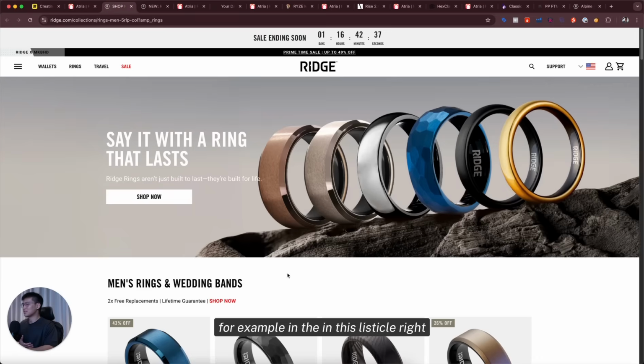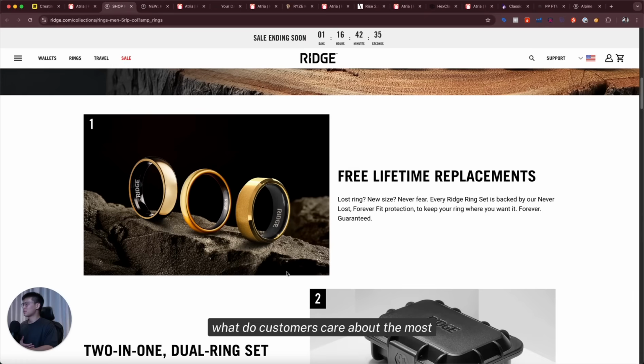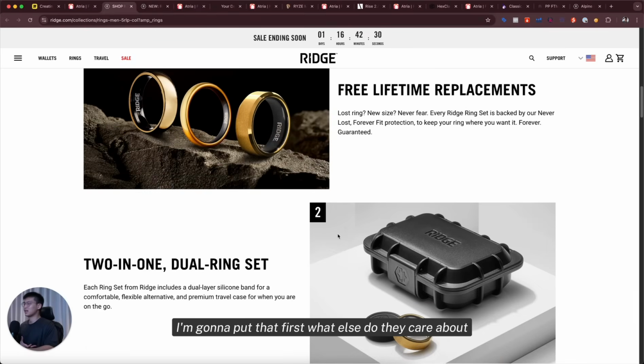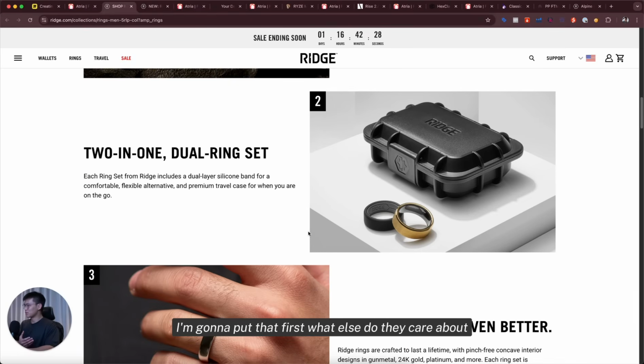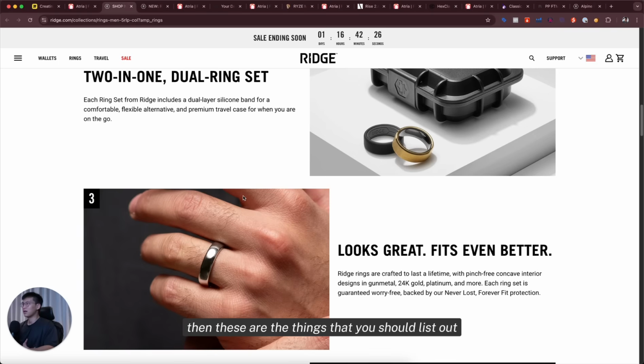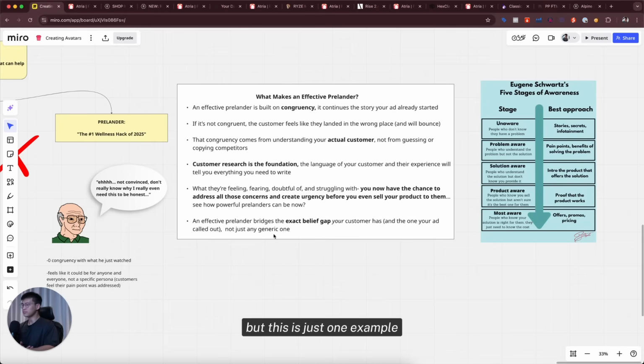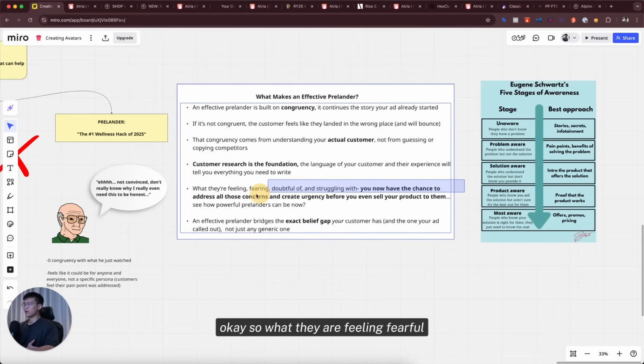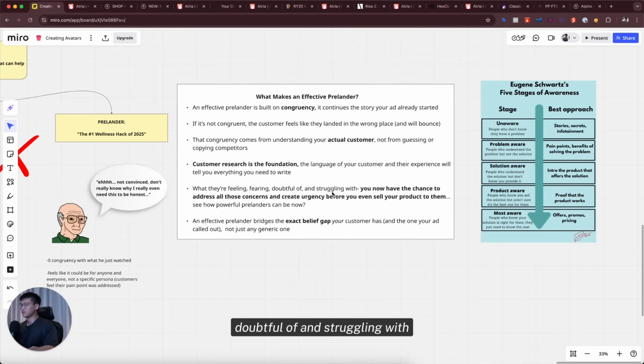For example, in this listicle, what do customers care about the most? Lifetime replacements. Great, I'm going to put that first. What else do they care about? They keep mentioning these things, and these are the things you should list out. Of course, it's not the only style of advertorial, and there are other styles of pre-landers you should do, but this is just one example. So what they're feeling, fearful, doubtful of, and struggling with, now you have the chance to address all these concerns even deeper.